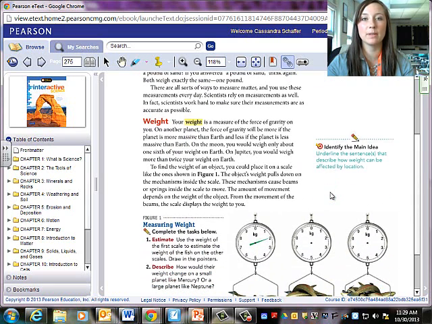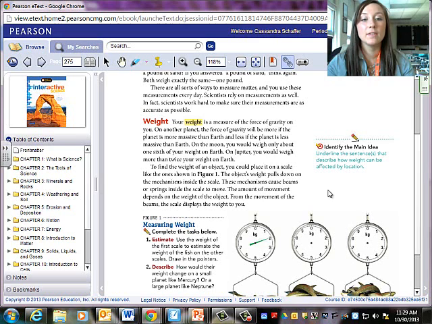So our first measurement that we're going to talk about is weight. Your weight is a measure of the force of gravity on you. On another planet, the force of gravity will be more if the planet is more massive than Earth and less if the planet is less massive than Earth. On the moon, you would weigh only about 1/6 of your weight on Earth. On Jupiter, you would weigh more than twice your weight on Earth.